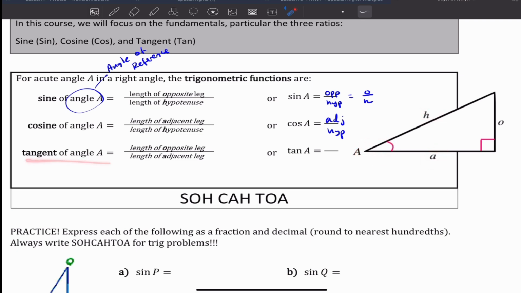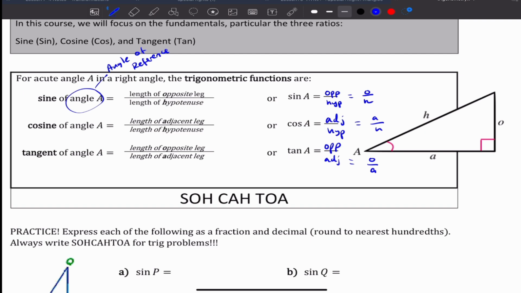Now the tangent of angle A is the length of the opposite leg over the length of the adjacent leg. So it's O over A. So the tangent of A is opposite over adjacent, right? That's basically saying O over A, and then over here, this is A over H. That's for cosine of A, okay? So that's great. We have all these ratios, but that's too much.